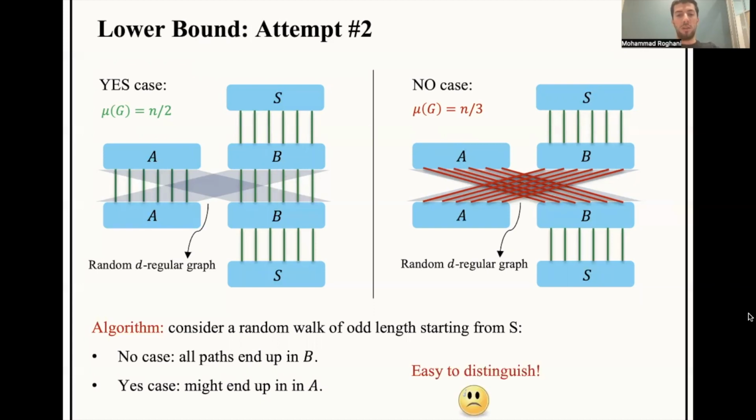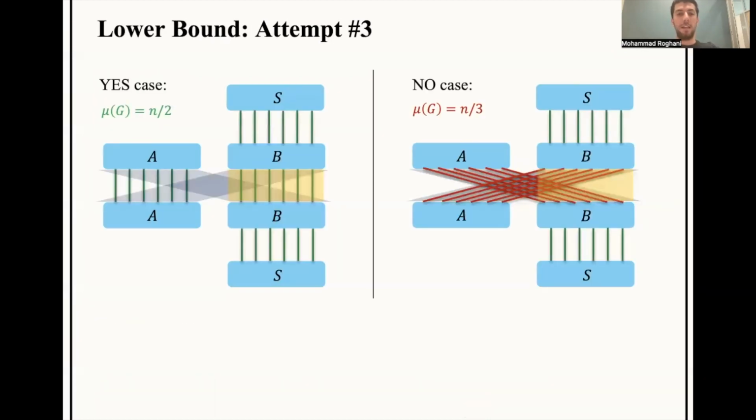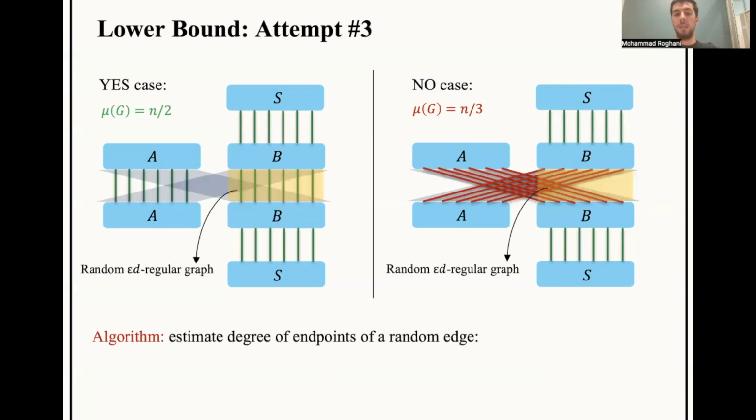So this task also is easy to distinguish in sublinear time. So we need to change the construction a little more. We add some epsilon d regular graph between BB vertices in both yes case and no case. Now this epsilon d regular graph will break the parity algorithm, the random walk algorithm.